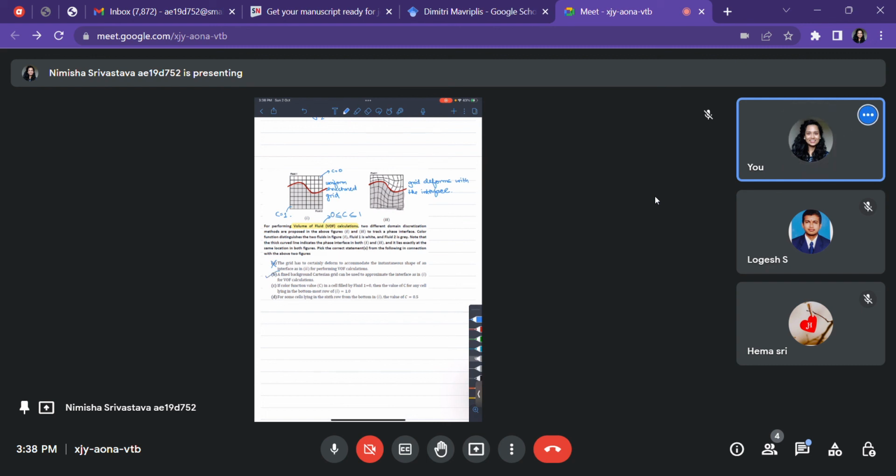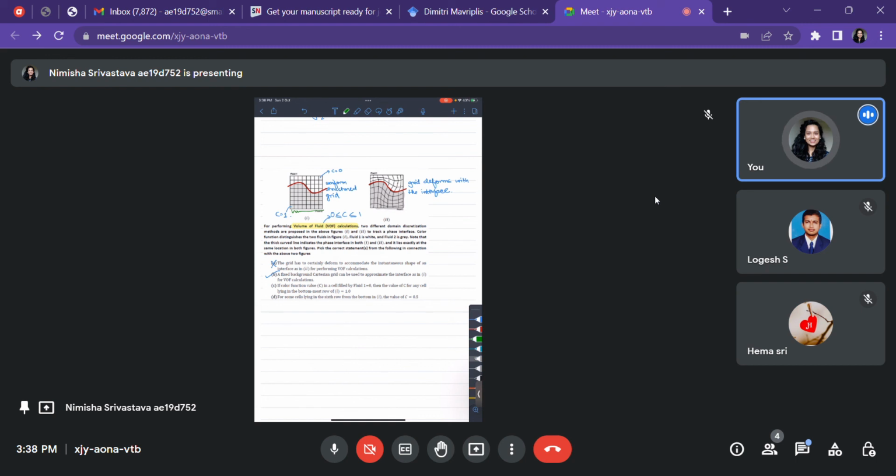If the color function value in a cell filled by fluid 1 is 0, then the value of C for any cell lying in the bottommost row of figure 1 is 1. Okay. So, which is the fluid 1? So, this white is the fluid 1. And it says that when we have a cell which does not have any of the gray fluid, its C is 0. So then what is the C for this row? Basically, it is asking what is the C for this row. So we've already marked that the C is 1.